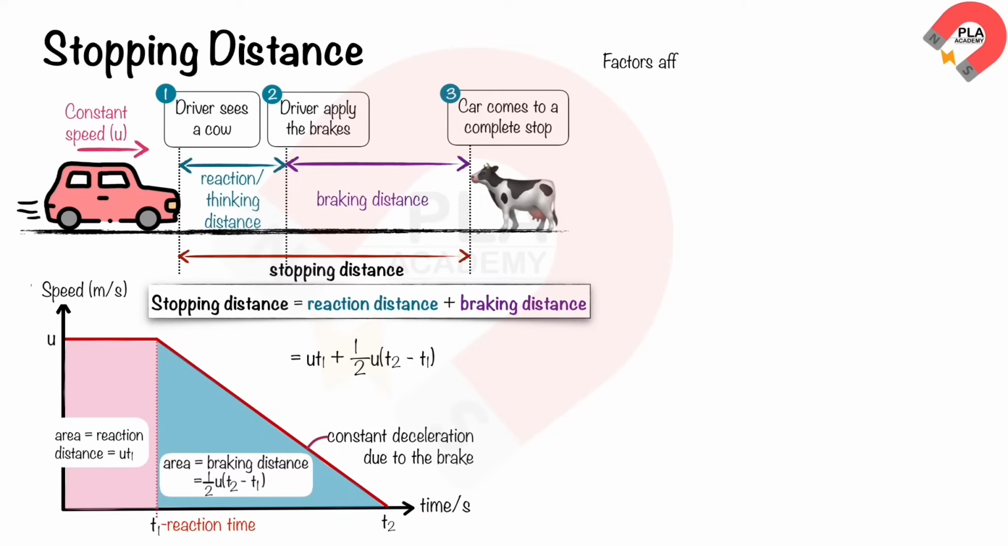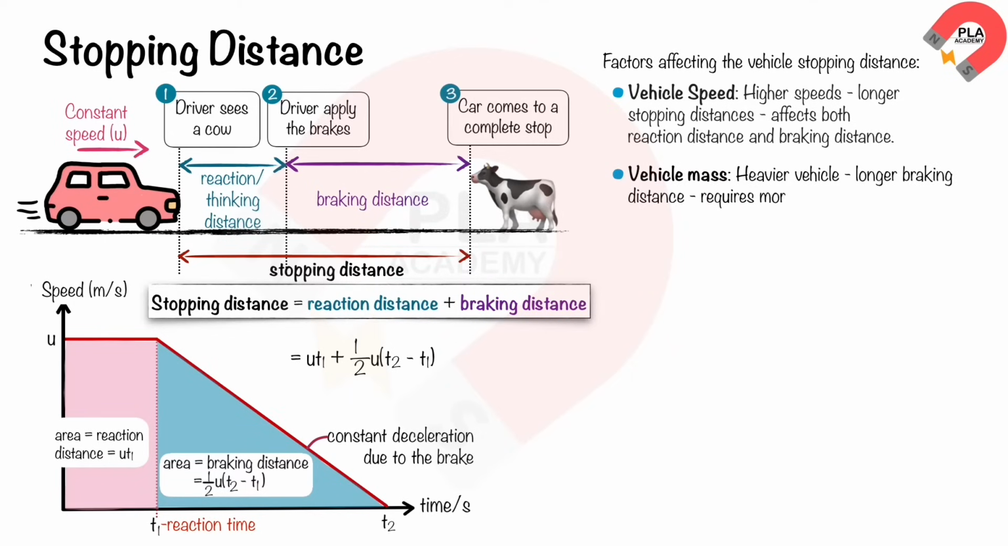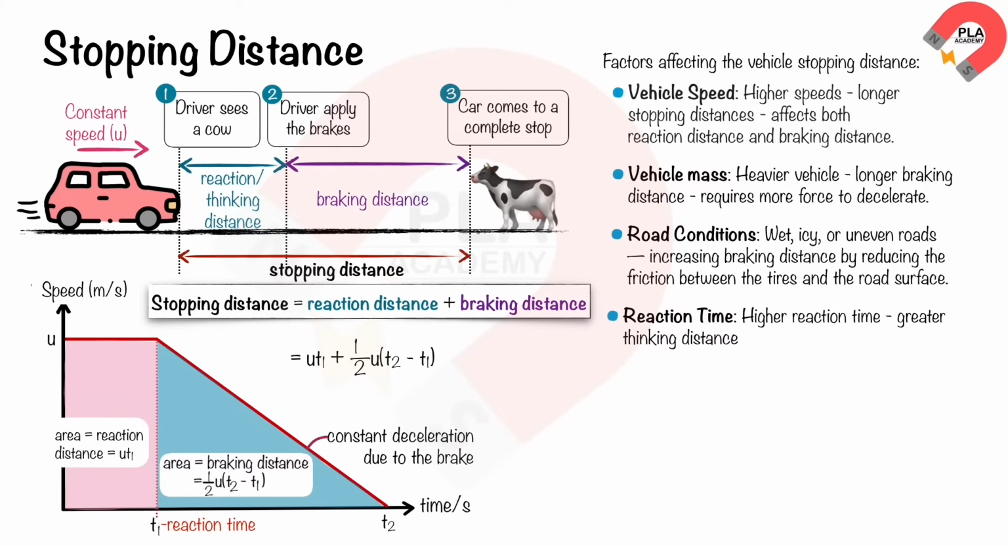The factors affecting the vehicle stopping distance include vehicle speed. Higher speeds result in significantly longer stopping distances, which affects both reaction distance and braking distance. Vehicle mass. A heavier vehicle has a longer braking distance because it requires more force to decelerate. Road conditions. Wet, icy, or uneven roads can extend braking distance by reducing the friction between the tires and the road surface. Reaction time. The time it takes for a driver to react to danger and apply the brakes results in the reaction distance. So higher reaction time, higher the reaction distance.